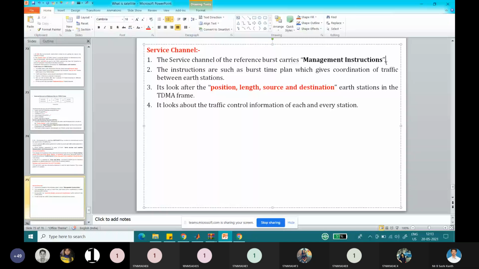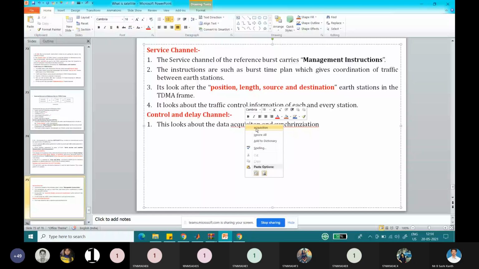The control and delay channel. So when you go for this control and delay channel, it looks about the data acquisition and synchronization with the earth station.